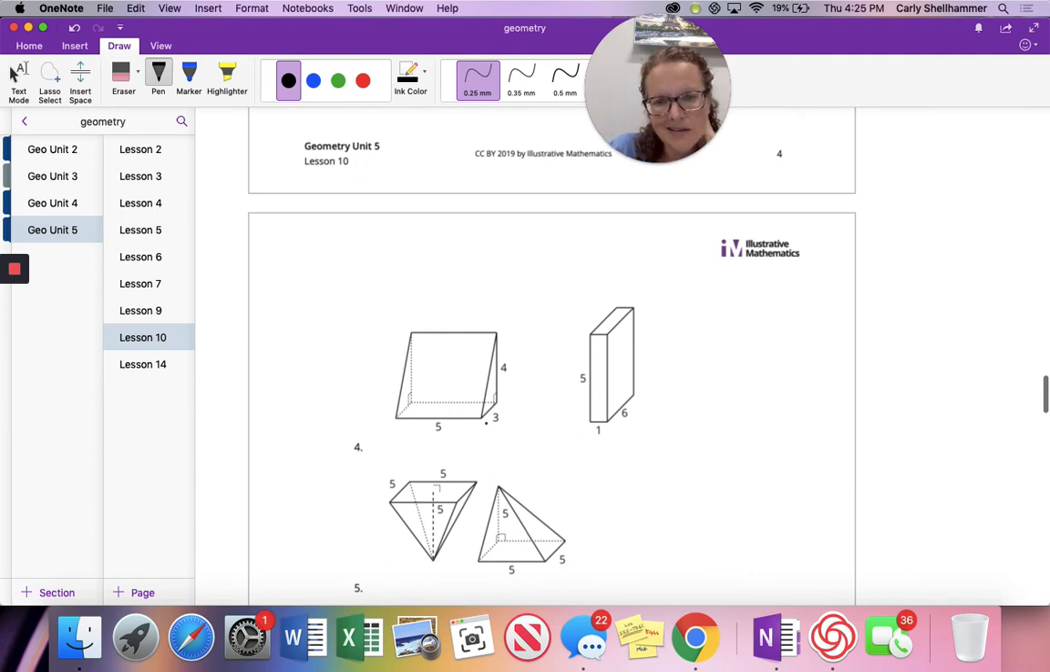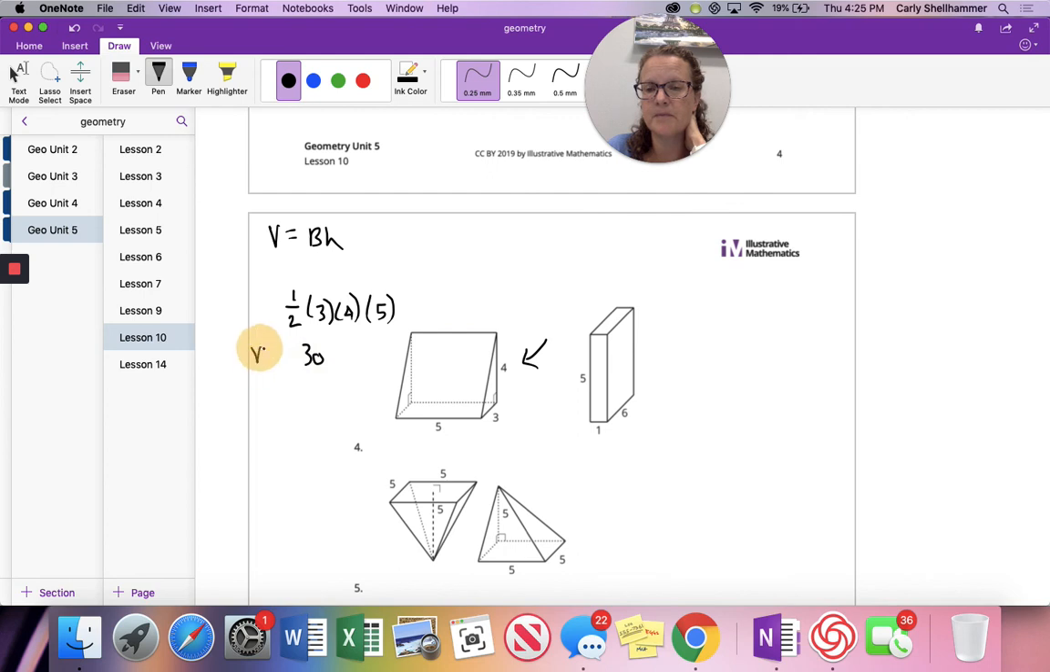Okay, this one, I've got a triangular prism. I'm not sure, but I do know, remember, volume is big B times H. We're going to make that the big B. So we know that the area of a triangle is 1/2 base times height, times the height of the prism. So 3 times 4 is 12, half of that is 6, times 5 is 30. And here, got length times width times height, 5 times 6 times 1 is also 30.